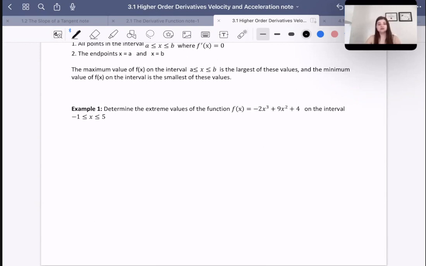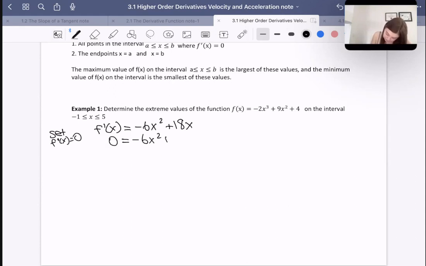It asks, determine the extreme values of this function on this interval. So first thing I'm going to do is find f prime of x, because we need to set it to 0 in order to figure out which points we're looking at, right? So let's do that. The derivative is negative 6x squared plus 18x. And we're going to set this to 0 because we want to find the extreme values. So 0 is equal to negative 6x squared plus 18x, which means that this is our answer.